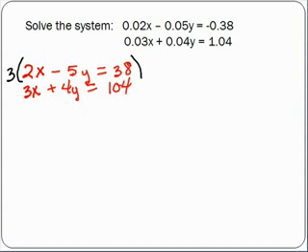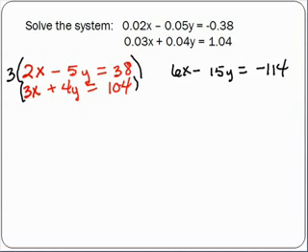Okay, and when I do that, that's going to give us 6x minus 15y is equal to negative 114. The second equation then, we want to get a negative 6, so let's multiply by negative 2. So we get negative 6x minus 8y is equal to negative 208.